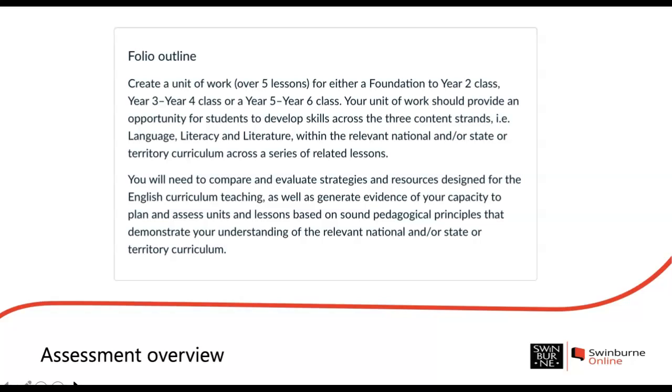I'm not sure about all of the states, so if you have questions about curriculum, just whip them in the DB and we'll make sure we get answers to you about that. You will need to compare and evaluate strategies and resources designed for the teaching of English. So we're going to talk about planning, we're going to talk about pedagogy, we're going to talk about assessment, and we're all relating that back to curriculum.